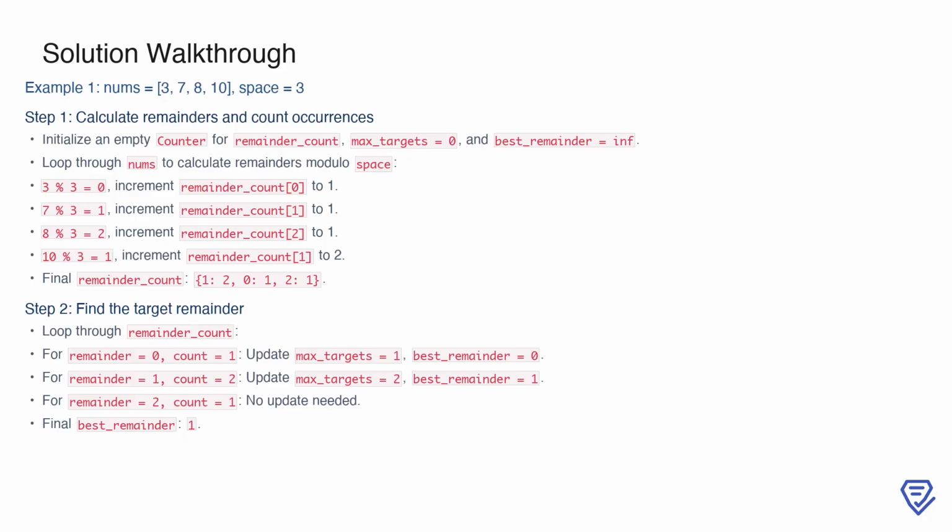Next, we determine the remainder that corresponds to the largest count. We iterate through the counts. Remainder 0 has a count of 1, so we set max_targets to 1 and best_remainder to 0. Remainder 1 has a count of 2, which is higher, so we update max_targets to 2 and best_remainder to 1. Remainder 2 has a count of 1, which does not change our values. The best_remainder is finalized as 1.